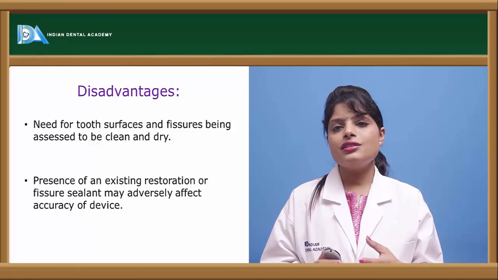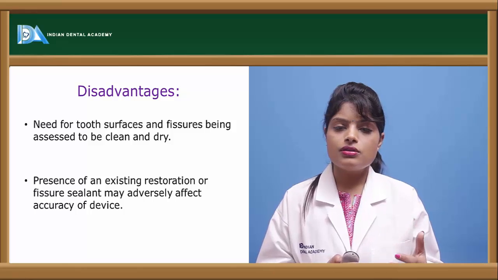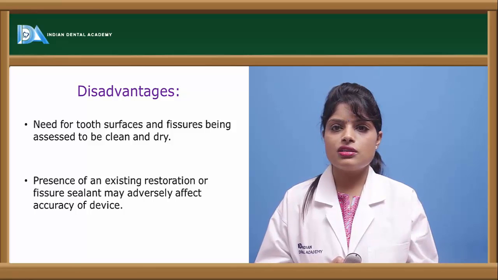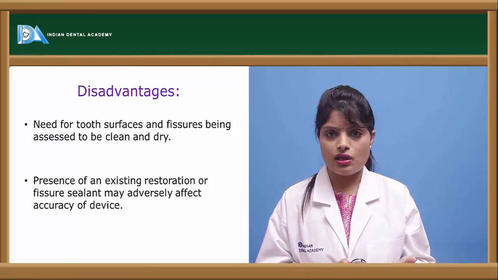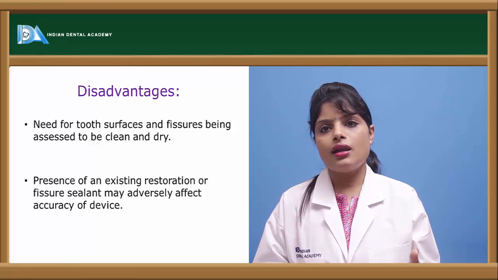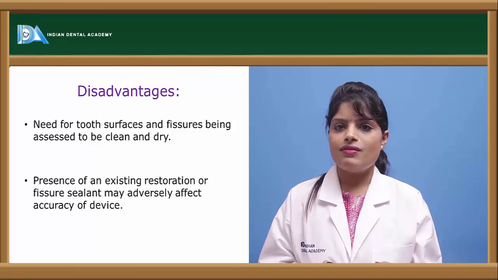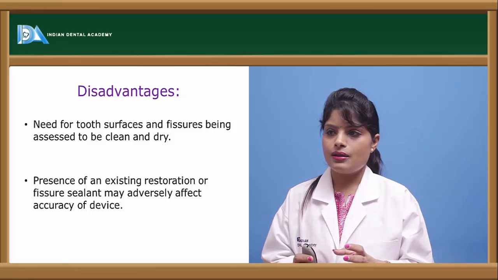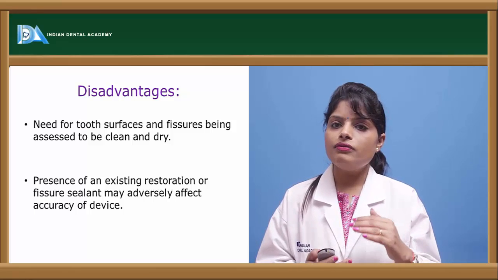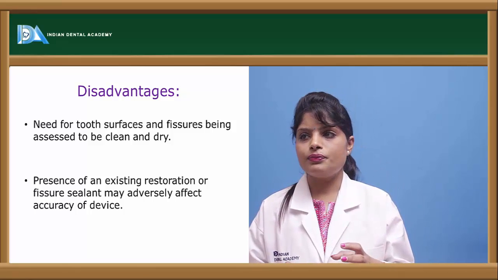But the basic disadvantage of this method is that it cannot differentiate between sound enamel and any defects in the enamel, like defects of amelogenesis imperfecta, dentinogenesis imperfecta. It can also not detect any secondary caries or recurrent caries around another restoration. So the accuracy level of the DIAGNOdent is less. Even if there is a restoration above the dental caries, then the DIAGNOdent cannot detect that caries level.